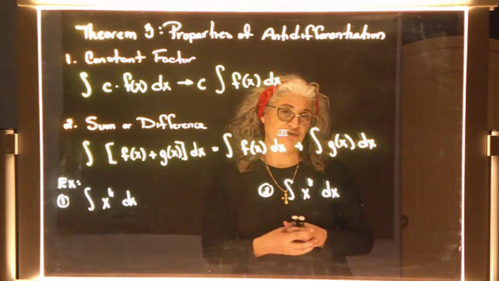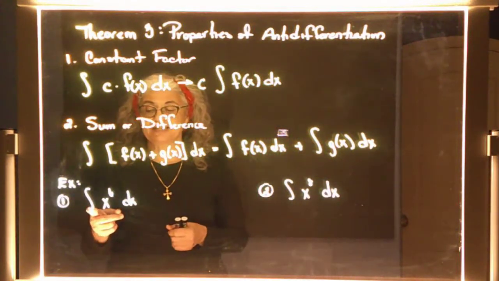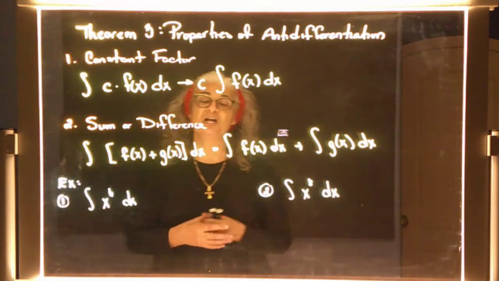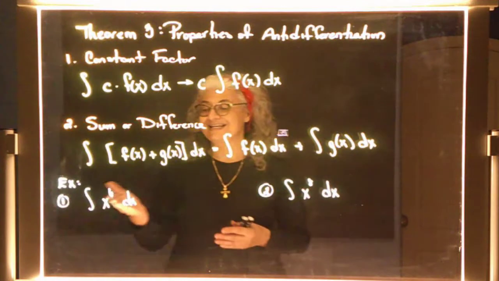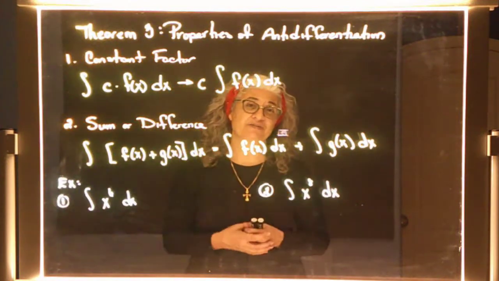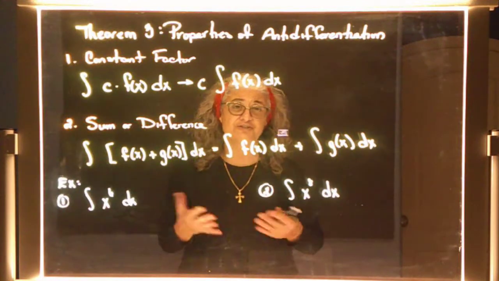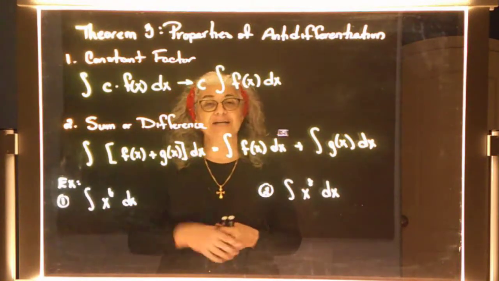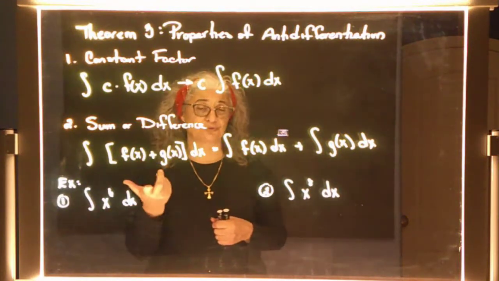So let's look at the first one. The first one is telling me to take the antiderivative of x to the power of 6. So they want me to go backwards. X to the 6 is the derivative. And they're like, well, what was the original function? Since this is a power, I'm going to go back and look at that power rule.